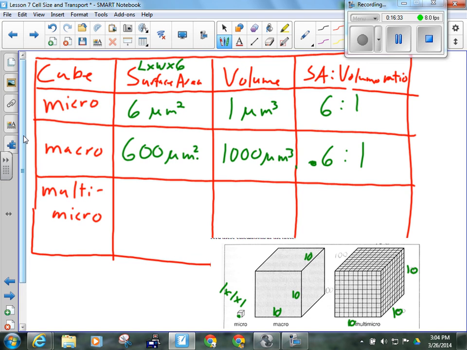All right. Now we got to look at multi-micro. It's kind of the tricky one to calculate. Now, it's exactly the same size as macro is. So does it have the same volume? Yes, it does. It has the same volume as macro because they're the same size. They take up the same amount of space. So the volume is still 1,000 micrometers cubed. But does it have the same surface area? It does not. Because rather than being hollow, it is made up of many little micros.